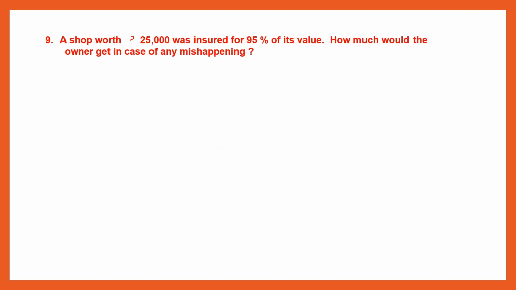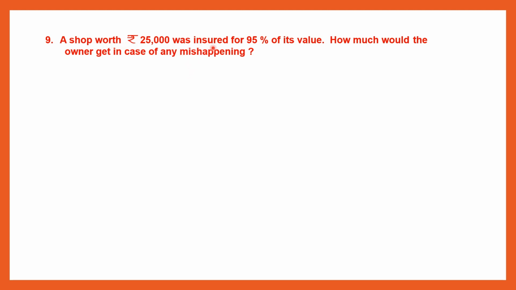A shop worth 25,000 rupees was insured for 95% of its value. How much would the owner get in case of any mishappening? So here they're talking about a shop and the worth of that shop or the value of that shop is 25,000 rupees. Now this shop is insured for 95% of its value. Insured means this is protected by an insurance company so that if something happens, the company will give the shop owner a certain amount of money.